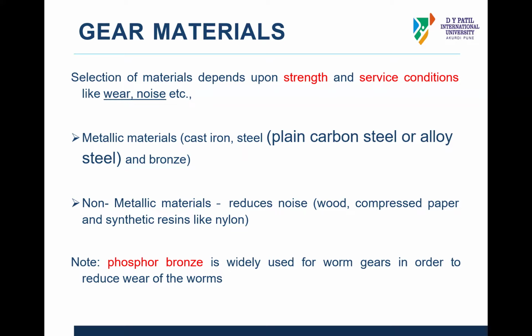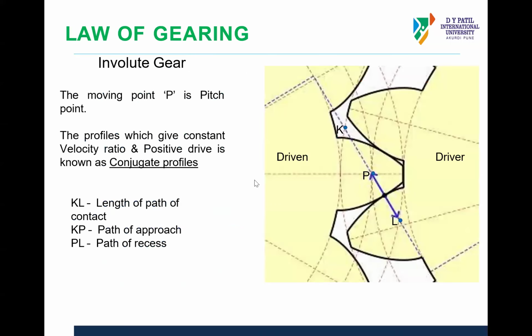Then we have different metallic materials available for the design of a gear. We have cast iron, steel, then plain carbon steel or alloy steel, and bronze. These are the metallic materials available for the development of gears. Then we have non-metallic materials like wood, compressed paper, or nylon, which are used to reduce noise, and really we use these for small applications. And mostly people use phosphor bronze, which is widely used for worm gears in order to reduce the wear of the worms. So these are some materials available for the design and development of gears.